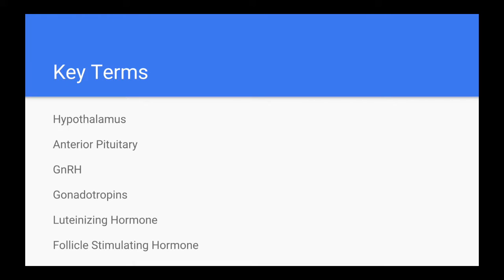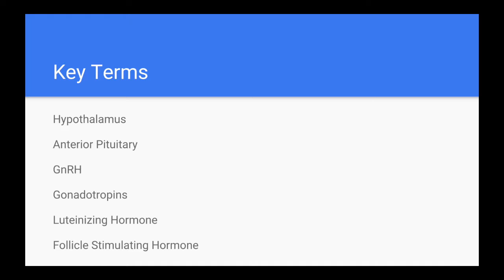Here are some key terms. First, we've got the hypothalamus. One of the most important functions of the hypothalamus is to link the nervous system to the endocrine system via the pituitary gland. The anterior pituitary, along with the posterior lobe, makes up the pituitary gland. It regulates many bodily functions via hormones.